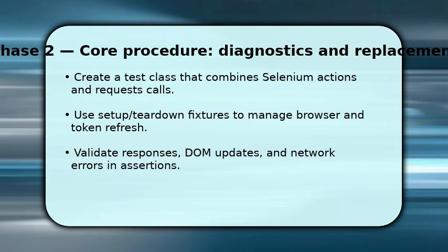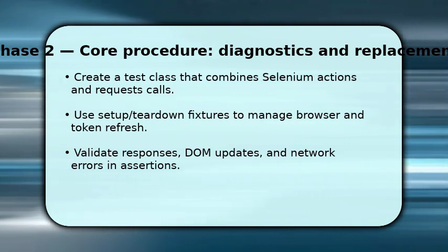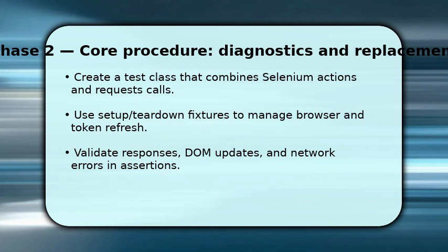You now implement the core automation. Create a PyTest test class that uses Selenium to drive the UI and Python requests to call the same API endpoints. Make setup and teardown fixtures to launch headless Chrome, inject auth headers, and refresh tokens when expired.